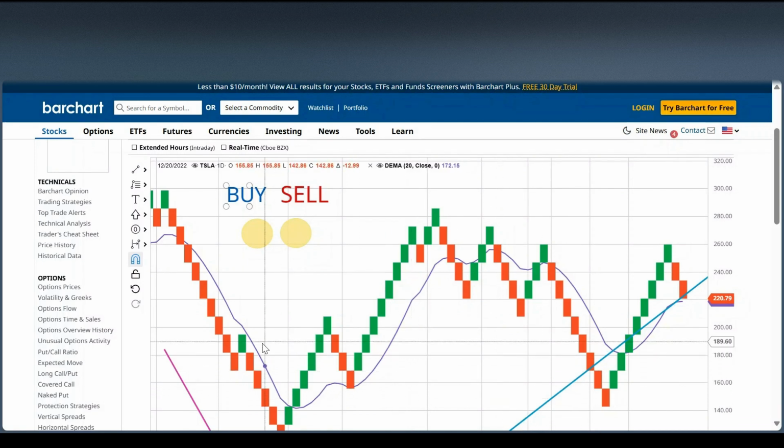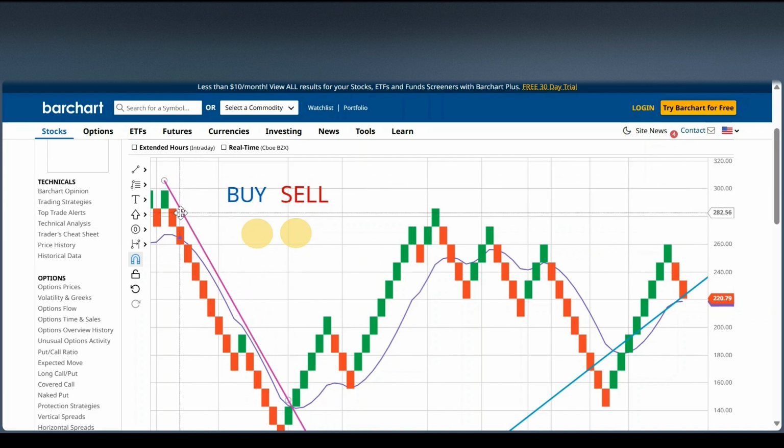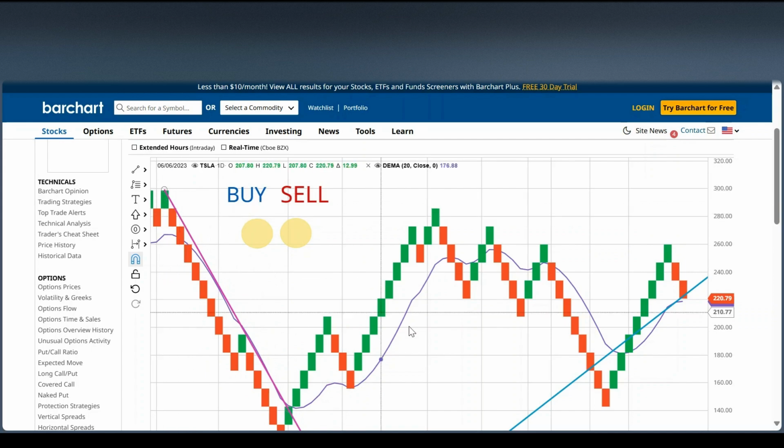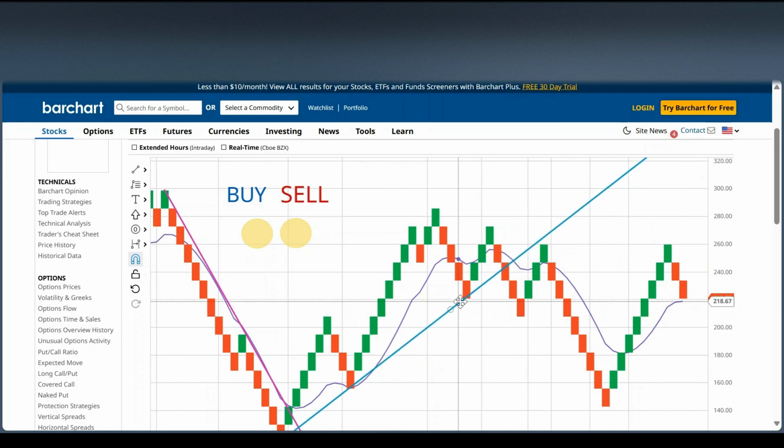Moving averages can also help you pinpoint entry and exit points. For entry points, consider buying when the Renko bricks close above the moving average in an uptrend. For exit points, consider selling when the bricks close below the moving average in a downtrend.